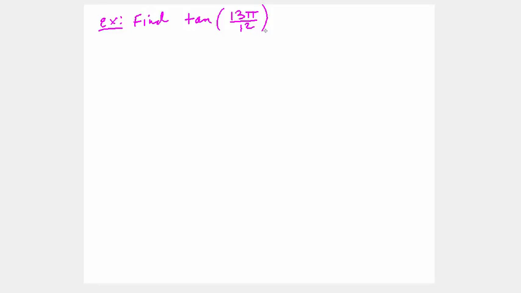13 pi over 12 is not one of our unit circle values, so we're going to have to split it up into arcs or angles that are on our unit circle. So let's see if we can find a convenient way to do that. The tangent of 13 pi over 12 should turn out to be the same as the tangent of 9 pi over 12 plus, well, what would the second one be if I have to add these to 13 pi over 12? Yeah, it'd have to be 4 pi over 12.